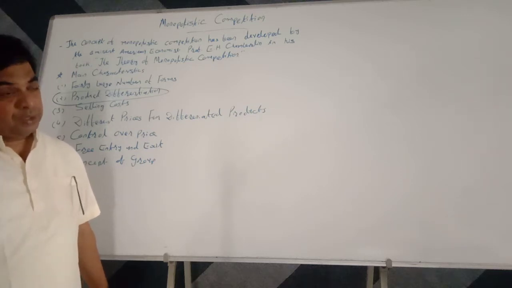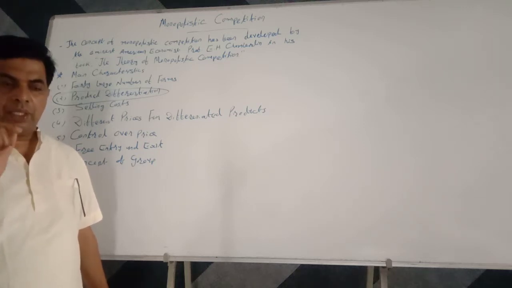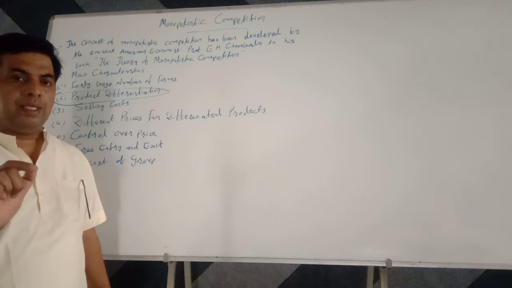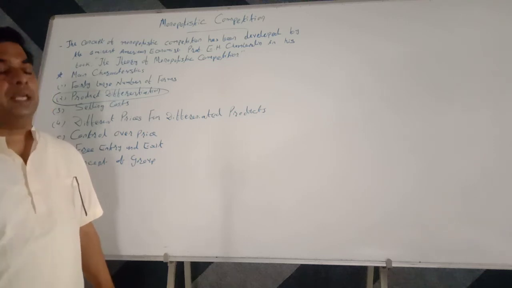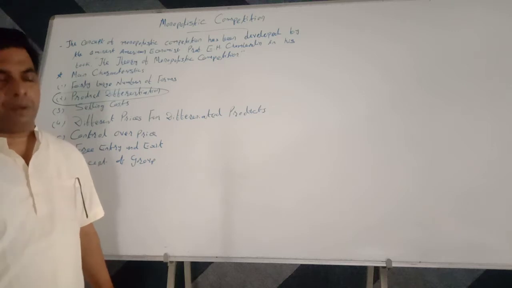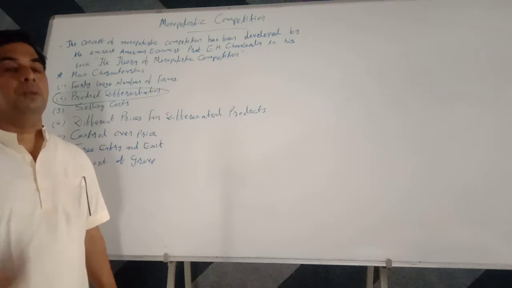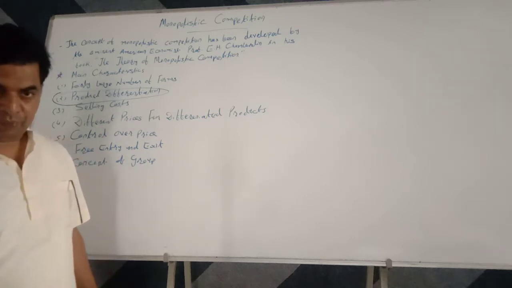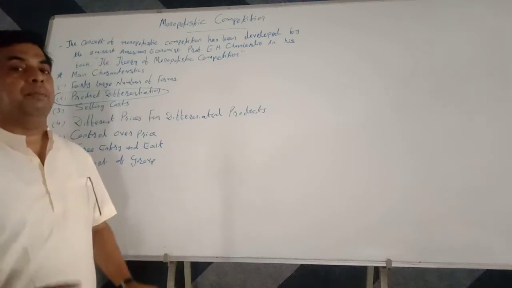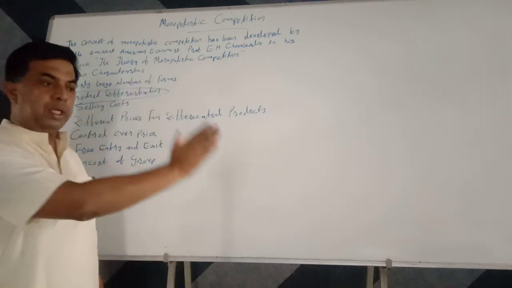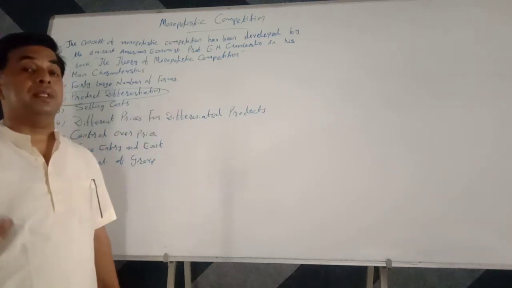What is product differentiation? In perfect competition, firms are engaged in the production of identical, homogeneous products. Here, products are not identical. Products are not homogeneous. They are differentiated. They can be close substitutes of each other. They are similar but not exactly the same. Colgate toothpaste and Close-up toothpaste, similar but not exactly the same. Close substitutes.